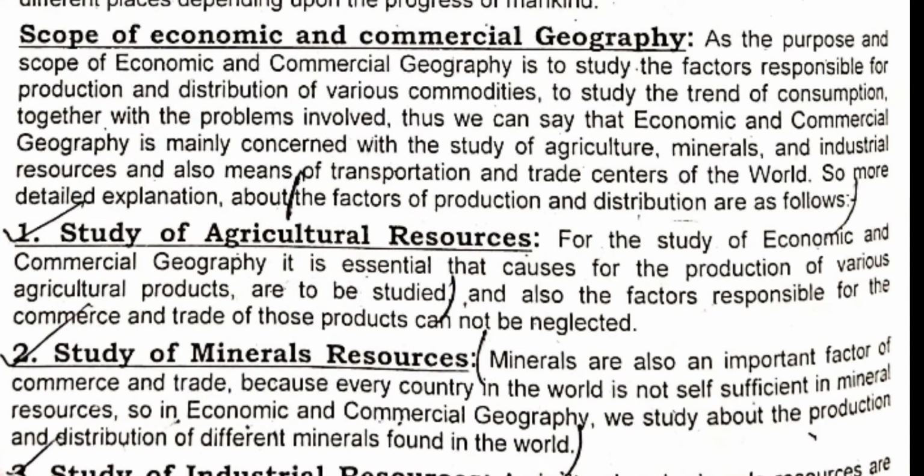As the purpose and the scope of economic and commercial geography is to study the factors responsible for the production and distribution of various commodities, and to study the trend of consumption together with the problems involved, we can say that economic and commercial geography is mainly concerned with the study of agriculture, minerals, and industrial resources, and also means of transportation and trade centers of the world. Some more detailed explanation about factors of production and distribution are as follows.